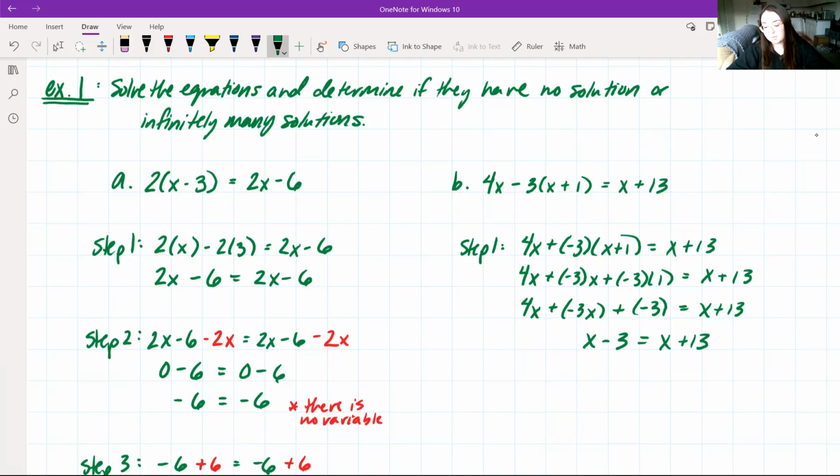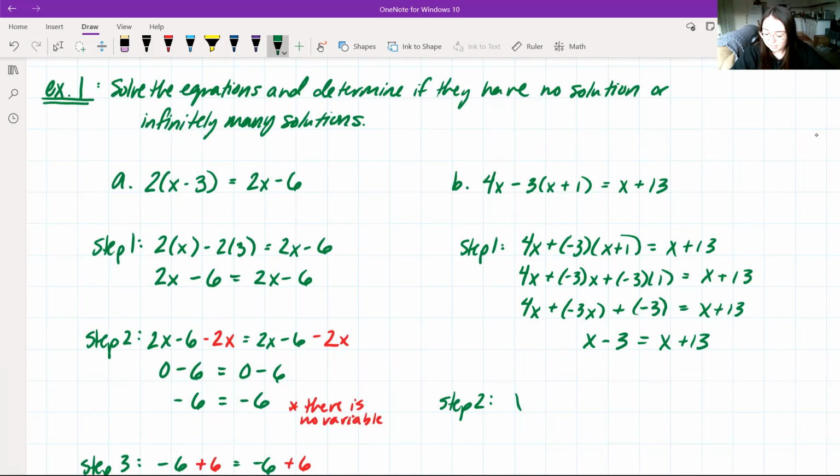So we finished our step 1. We have simplified expressions on either side of our equality symbol. So now in step 2, we want to bring our variables to one side. So let's go ahead and subtract an x from both sides to, let's say, bring the x's to the left-hand side.